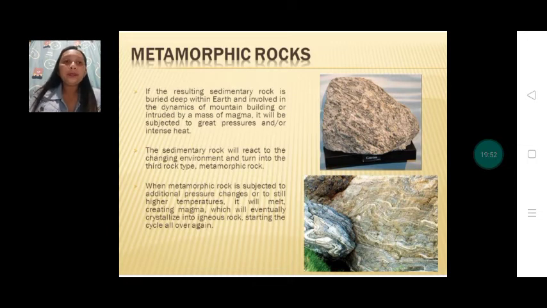So when the metamorphic rock is subjected to additional temperature, additional pressure changes or to still higher temperature, it will melt, creating, so ang kanadiang metamorphic rocks kung mahimo kung ma-melt din na siya or mahilis, mahimo na siya nga magma. So, which will be eventually crystallized, mahimo siya nga igneous rocks, then starting the cycle all over again. So, balik-balik ang iyang cycle. So, gikan sa primero hantod sa kinalasan, maura gyapon ang iyang cycle.